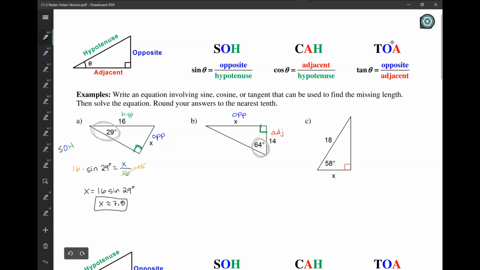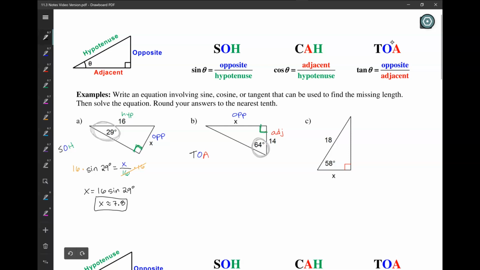So I think SOHCAHTOA. Which one has opposite and adjacent? SOH, that's opposite and hypotenuse. CAH, that's adjacent and hypotenuse. TOA, that's opposite and adjacent. So this is tangent. Tangent equals opposite over adjacent. That's what TOA stands for.